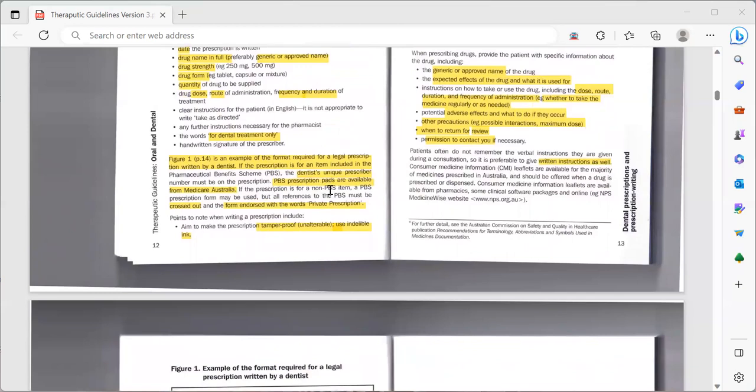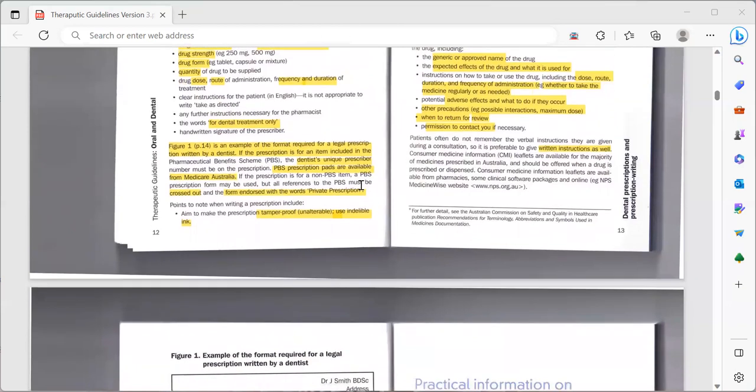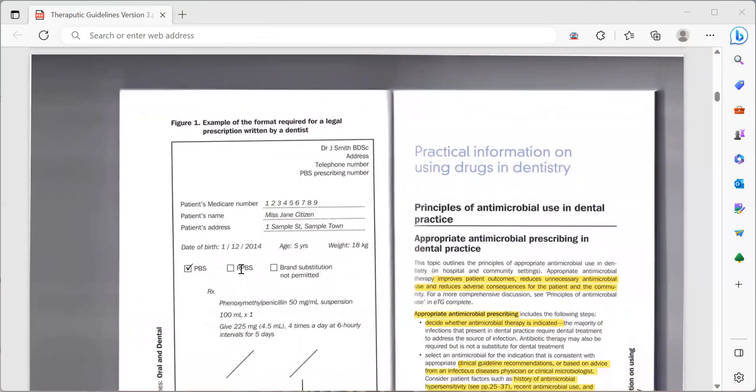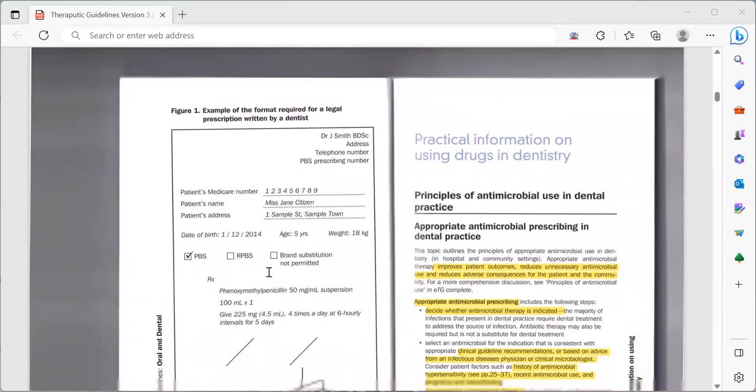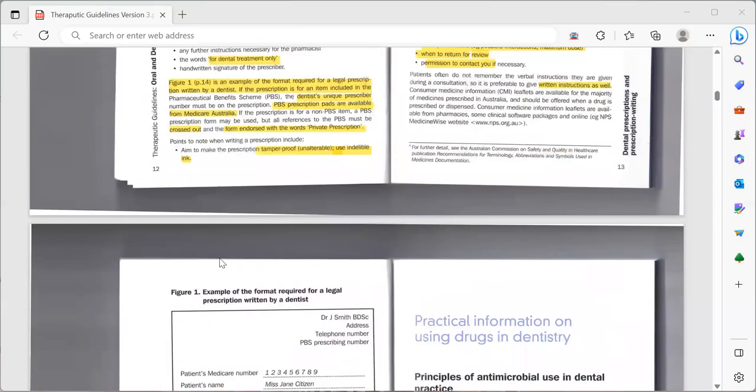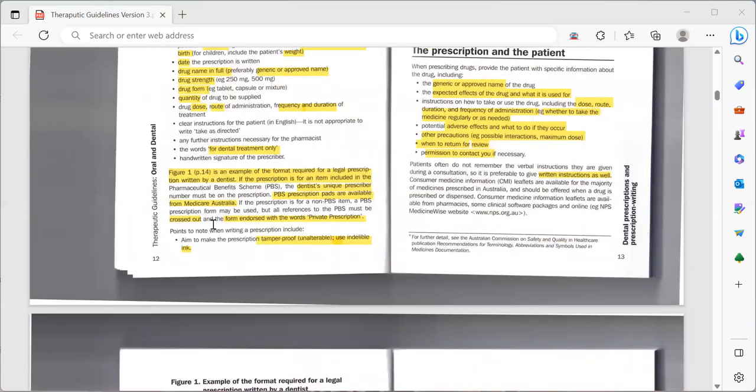If the prescription is for a non-PBS item, meaning the medication is not under the Pharmaceutical Benefits Scheme, a PBS prescription form may be used, but all references to the PBS must be crossed out and the form endorsed with the words private prescription. For example, here, if the medicine is not PBS based, then you do not need to tick it here. You need to write that it is a private prescription.